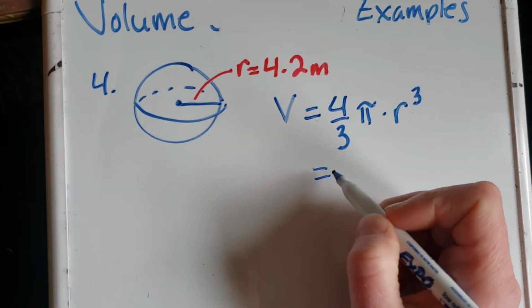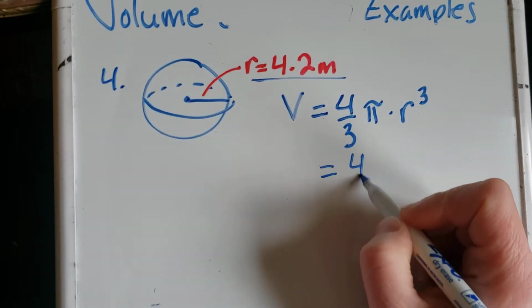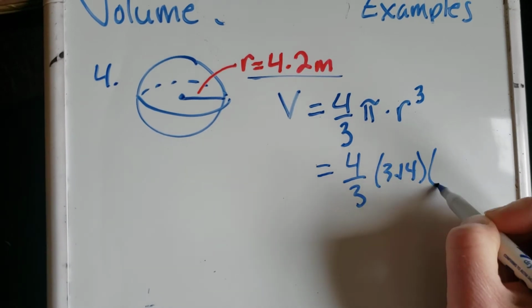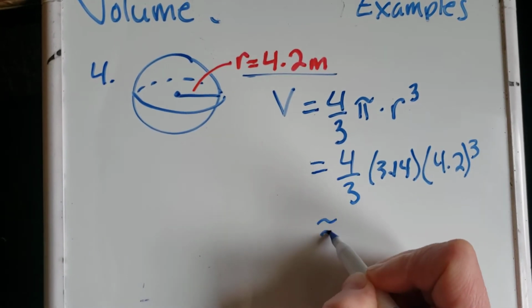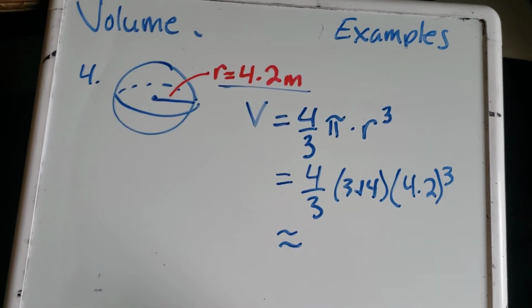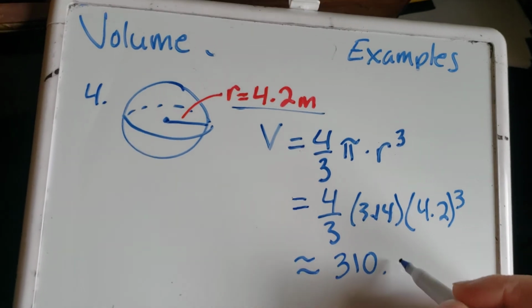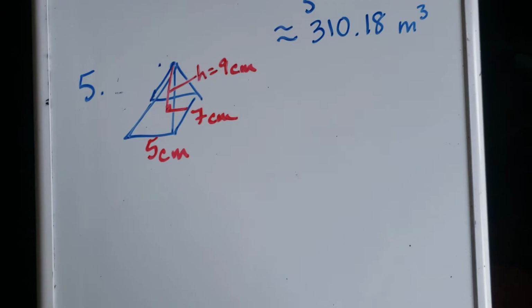All right, so we plug in the radius value that we're given. So 4/3 pi, we're using 3.14, and then 4.2 cubed is about 310.18 meters cubed, or cubic meters.